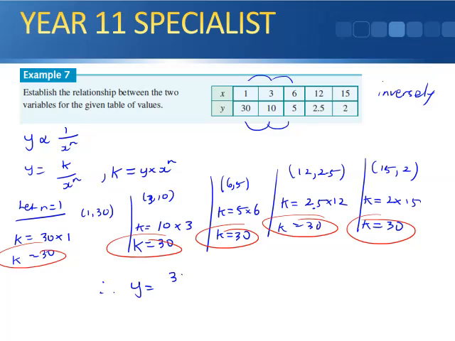y is proportional to k, which is 30, divided by x. And remember, my n was 1 when it worked for, so I don't need to put x to the power of 1. I'll just leave it like that.